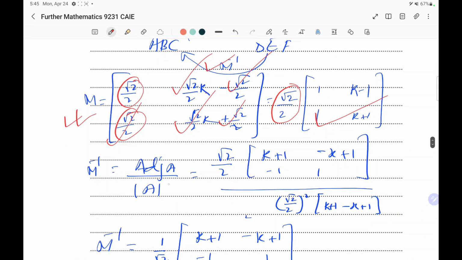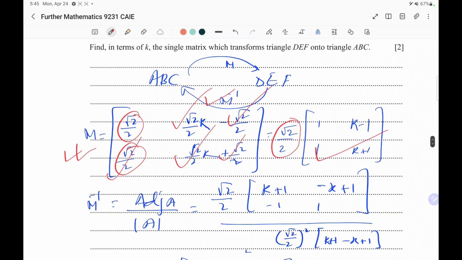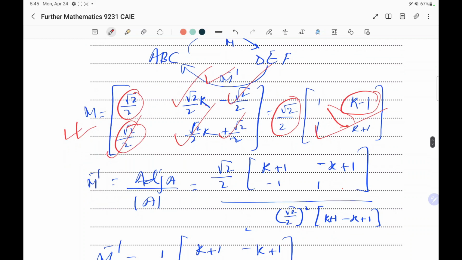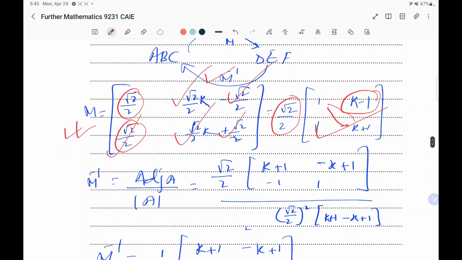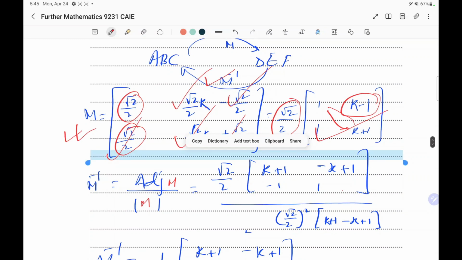Now M inverse, we know, is adjoint of M over determinant of M. The adjoint is very simple here. With root 2 over 2 outside, you just swap the diagonal entries, so k plus 1 and 1, and change the sign of the others, so minus k plus 1 and minus 1. And the determinant of, sorry, here it should not be A, it should be M. So the determinant of M. How can we find the determinant here?